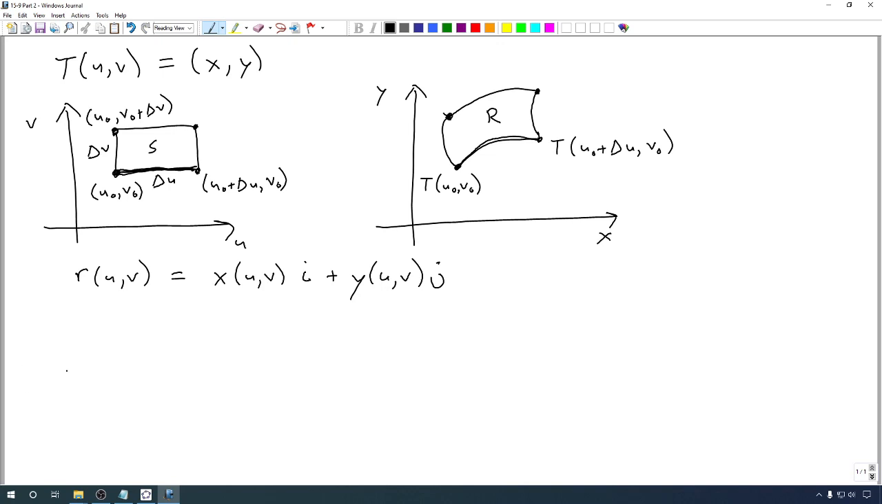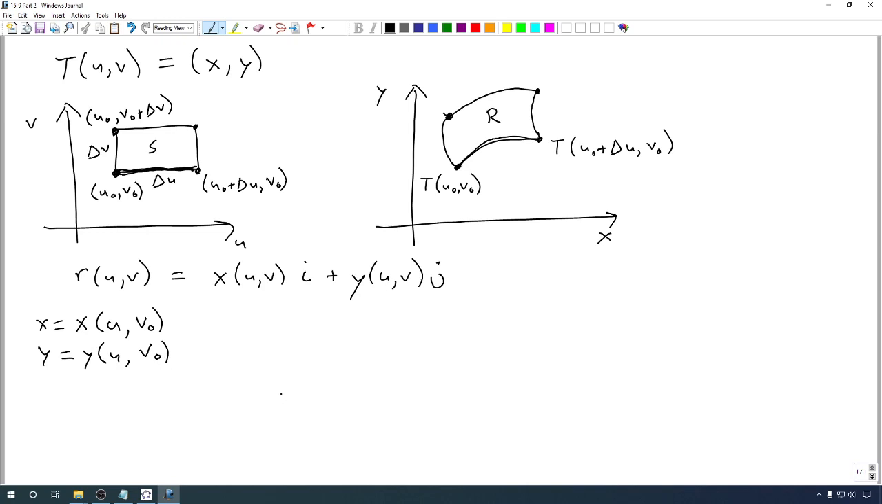It is the curve with parametric equations x is equal to x of u, v naught. Because v naught is constant here, we keep v naught constant, but we let u change from u naught to u naught plus delta u. And we have y equals y of u, v naught. So these are parametric equations for a curve.